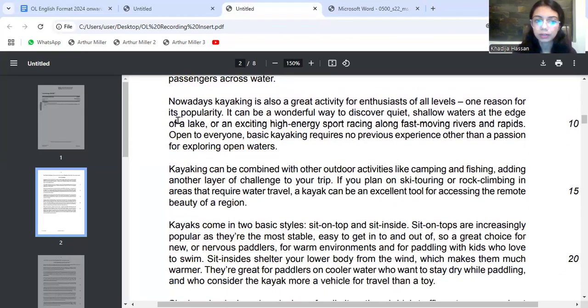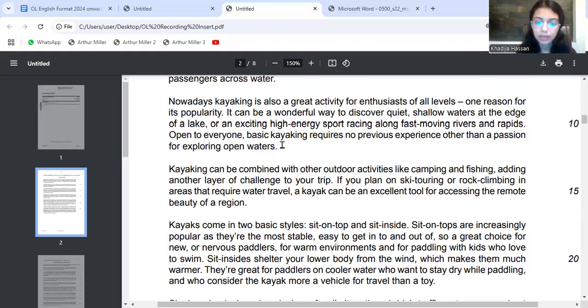One reason for its popularity, it can be a wonderful way to discover quiet, shallow waters at the edge of a lake, or an exciting high-energy sport racing along fast-moving rivers and rapids. Open to everyone, basic kayaking requires no previous experience other than a passion for exploring open waters. Kayaking can be combined with other outdoor activities like camping and fishing, adding another layer of challenge to your trip. If you plan on ski touring or rock climbing in areas that require water travel, a kayak can be an excellent tool for accessing the remote beauty of regions.